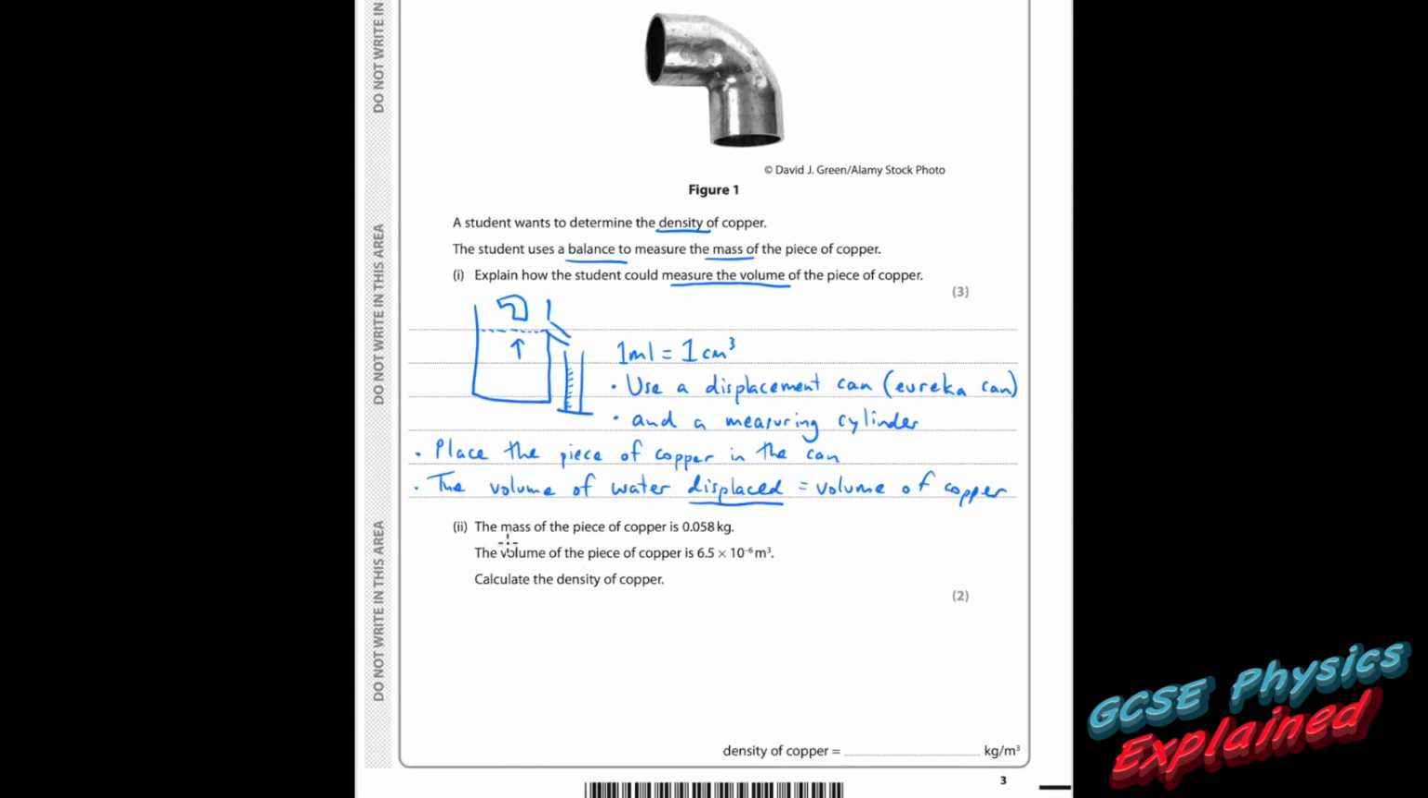Part 2. The mass of the piece of copper is 0.058 kilograms. So that's the mass. The volume of the piece of copper is that, so that's our volume. Calculate the density of copper. So that's our question mark. So density equals mass over volume.